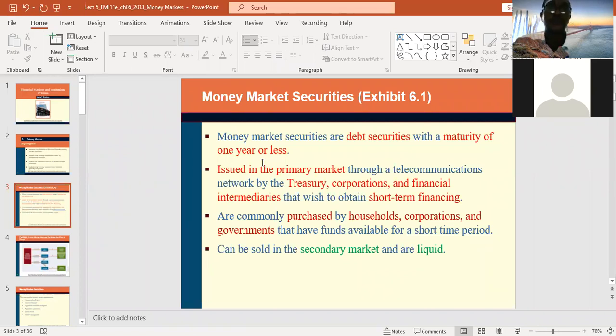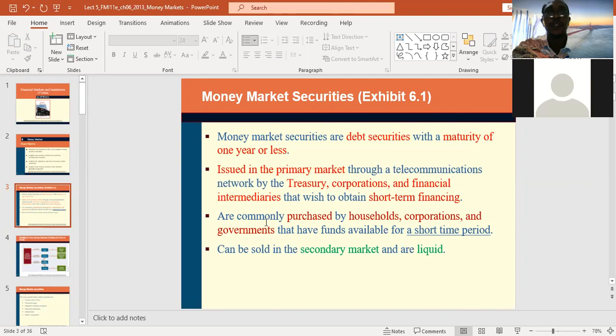So it's very liquid. It is also issued primarily in the primary market through telecommunication network by the Treasury, corporations, and financial intermediaries. So these are the people that issue these securities. It is issued by government treasury. It is also issued by companies as well as financial intermediaries that wish to obtain short-term financing.